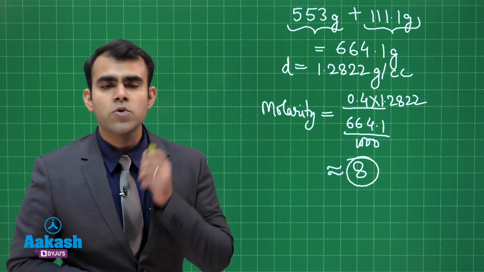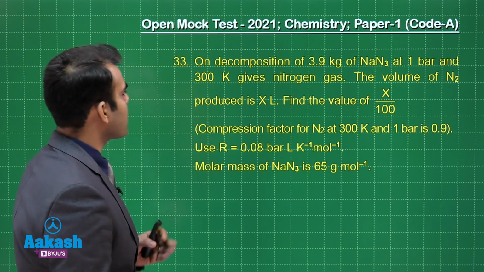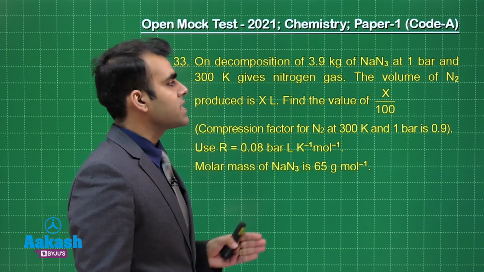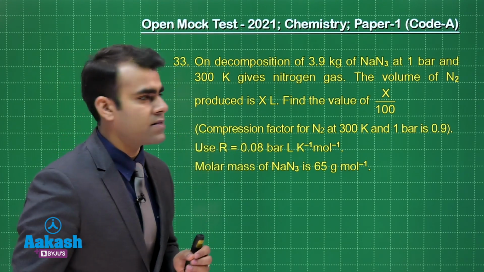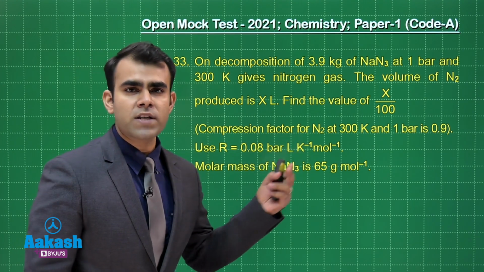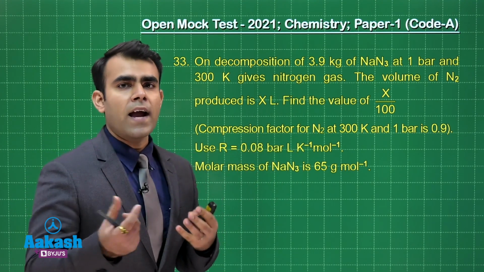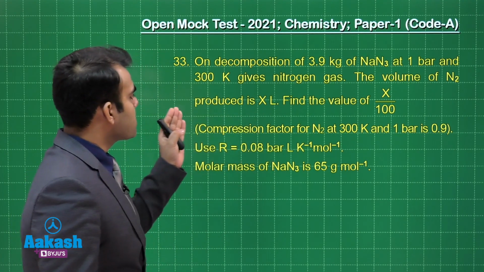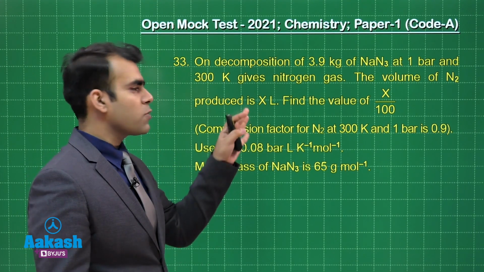Now moving on to the next question. So in this question, we have been given on decomposition of 3.9 kg of sodium azide at 1 bar and 300 Kelvin gives nitrogen gas. Now you know that sodium azide is used in your airbags. Okay, so this compound dissociates and gives sodium and nitrogen gas. And the volume of N2 that is produced is x liter, the value of x by 100 is.